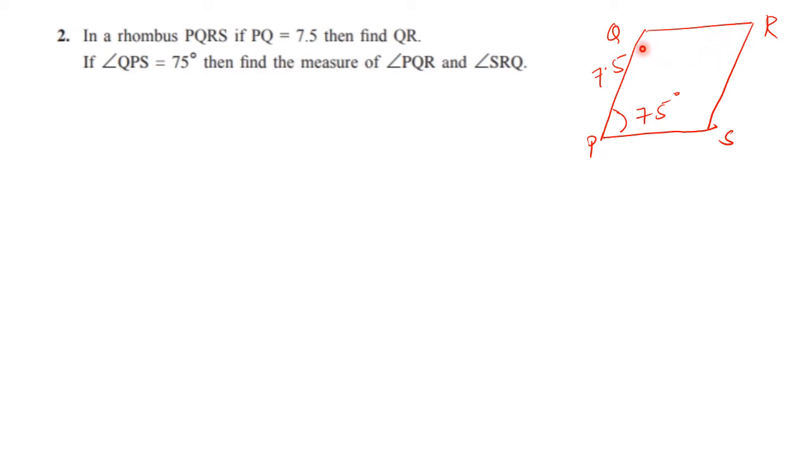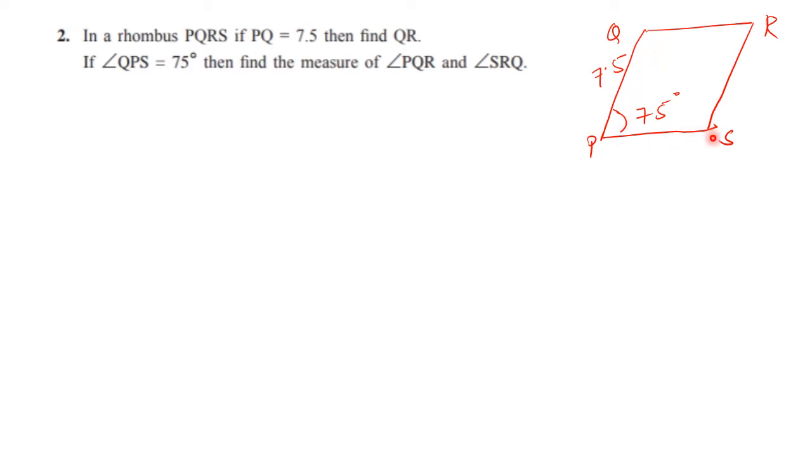Then angle QPS plus angle PQR is equal to 180 degrees, because adjacent angles of the rhombus are supplementary. So with that we can find out angle PQR, that is 180 minus 75.